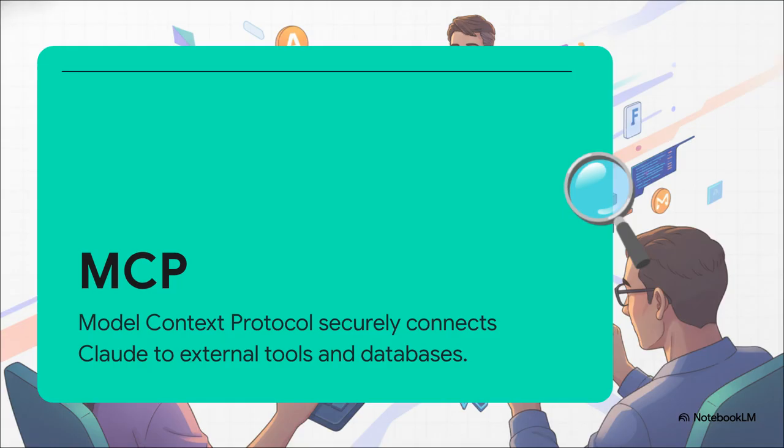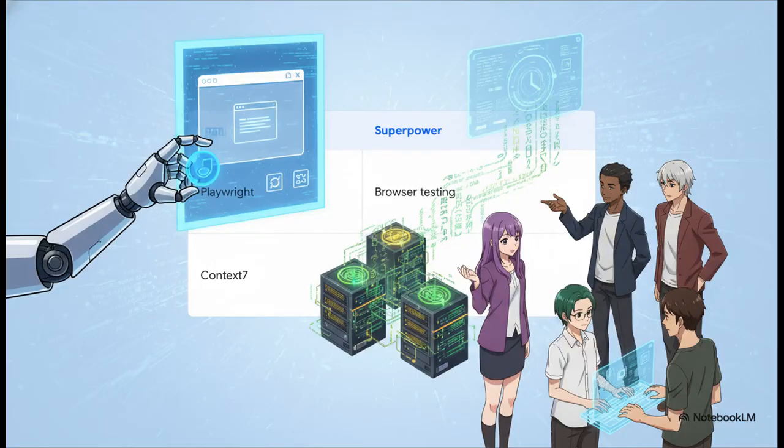It creates a secure connection for your terminal assistant to reach out and access external databases, live websites, and a massive ecosystem of third-party tools. Two absolutely essential plugins I really want to highlight here are Playwright and Context 7. Playwright is wild. It lets Claude literally open a web browser, click around, and take screenshots for you. And Context 7? That is an absolute must install.